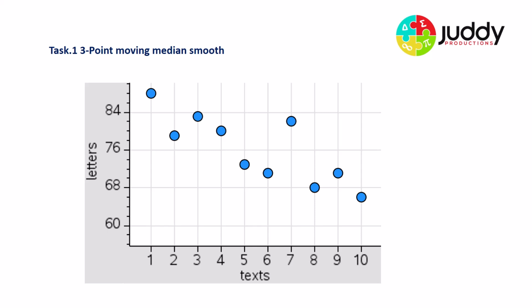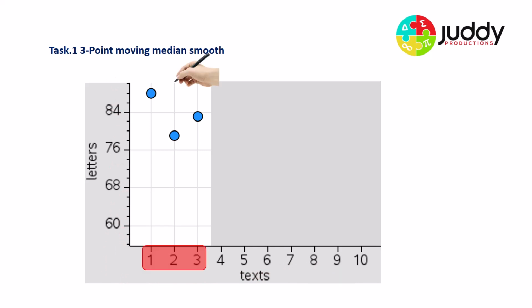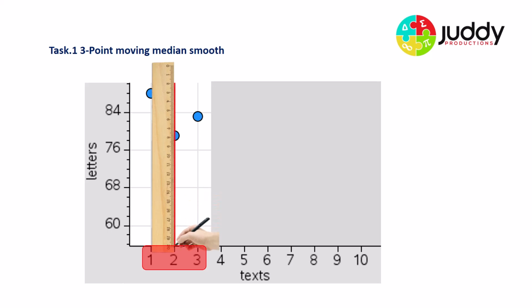So here's an original time series plot for our letters and text messages. So we have text as the explanatory variable and we have letters as the response variable. So let's look at our first 3 points because this is a 3-point median smooth. First of all, on the x-axis, we have the numbers 1, 2, and 3. Now they're already in order, and so to find the median of those 3 points is simply taking the middle point, which will be 2. So we know that our first 3-point median smooth will be on the x variable of 2.